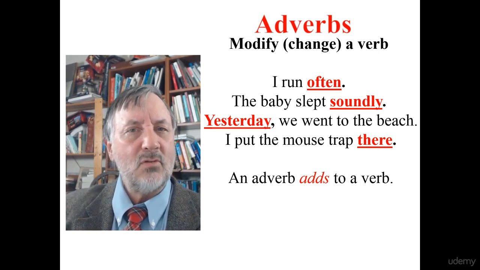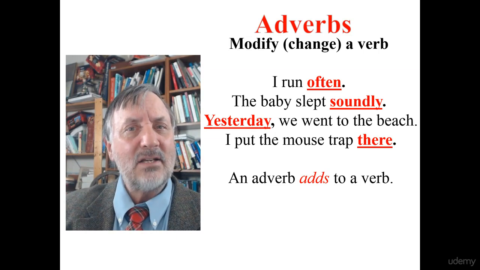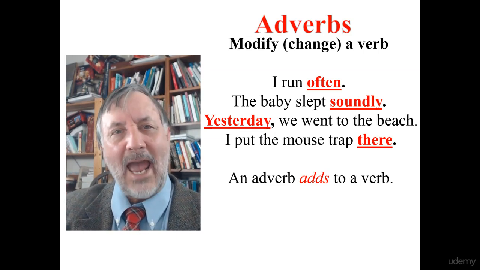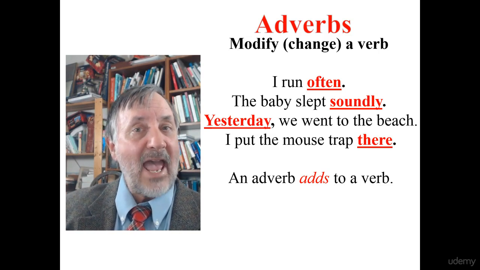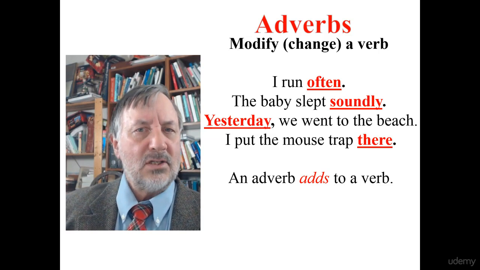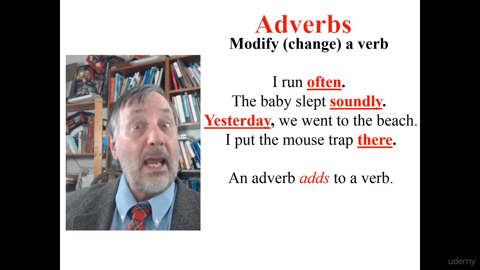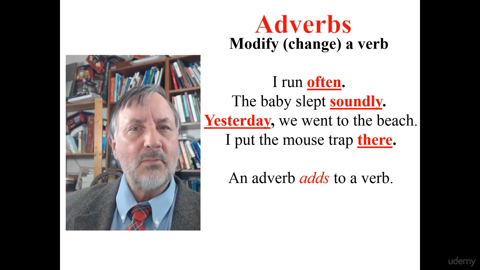A mnemonic device to help you differentiate, if you have problems, between an adjective and an adverb is that the adverb adds to the verb. Little trick there, adds to the verb. So it changes or modifies or adds to the verb. It does some other things too, but its main function is to do just that. And again, we have a whole section on adverbs, and we'll be talking about those at greater length. But this is just to give you a quick glimpse at what an adverb does.